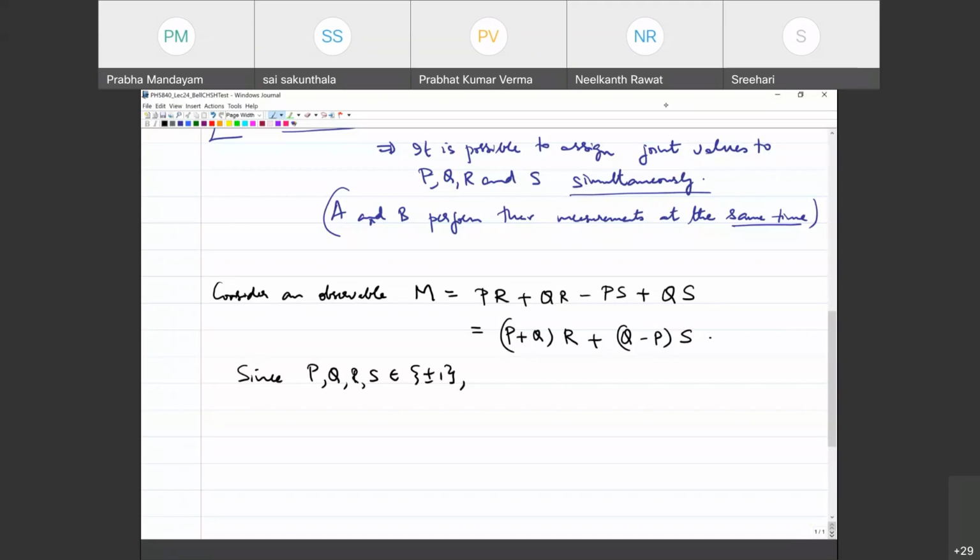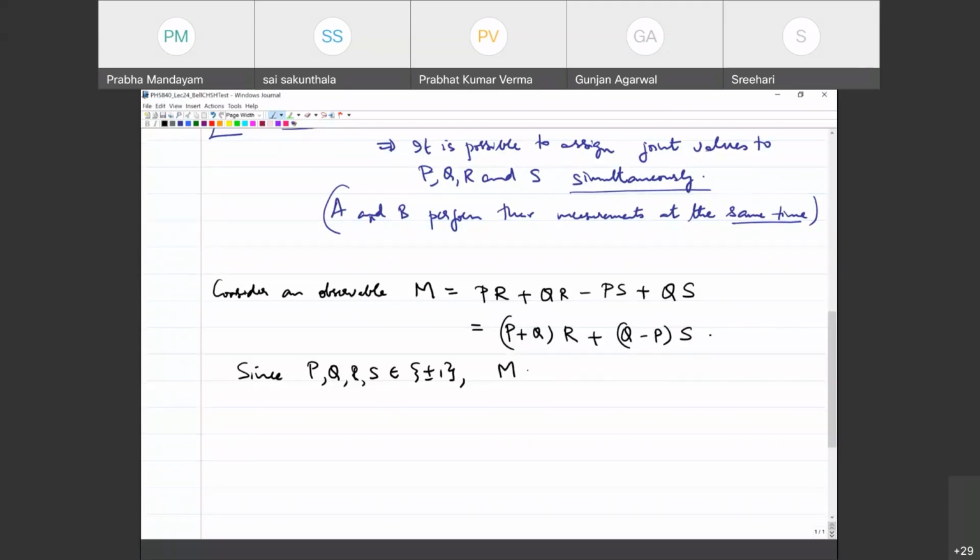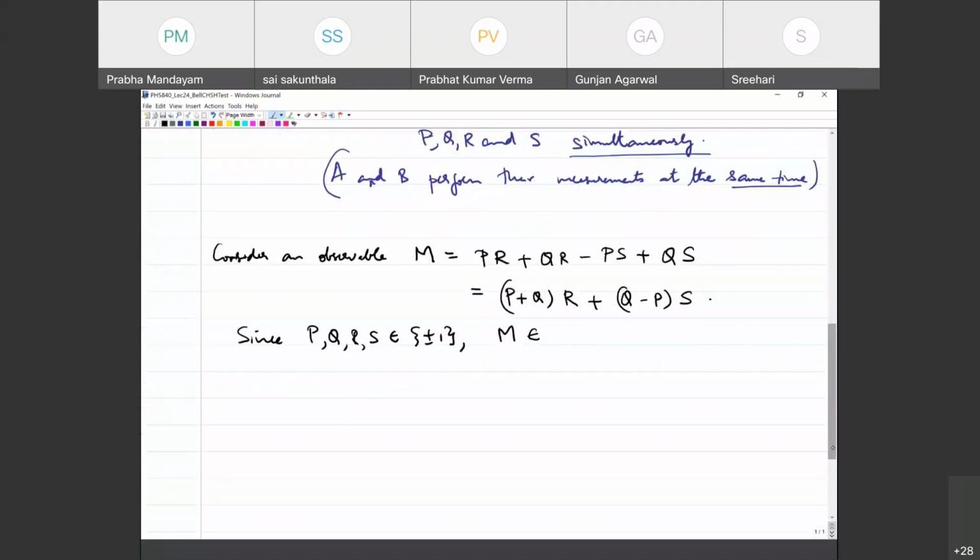R and plus minus S. Yes, which is what? Yeah, but all of them are plus minus 1. So what is M? You can exactly say what M is. Exactly. Thank you, Manoj. So M has to be plus minus 2. Right? So think about it. Because PQRS can take only one of two values, so M can be plus minus 2.